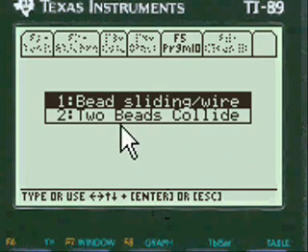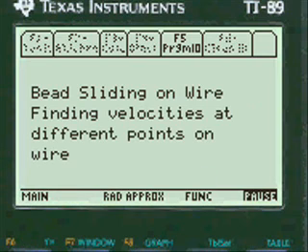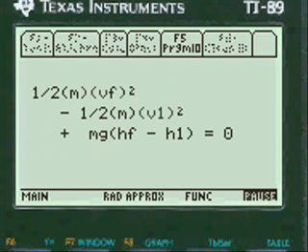And you're given two options. One is just a regular bead sliding down the wire, or sometimes they have in a test two beads colliding. And we're going to demonstrate a bead sliding on a wire, this one. You're finding the velocities for different points on that wire. And here's the formula. You notice there's mass in here, but one thing about physics is that they can cancel mass out.